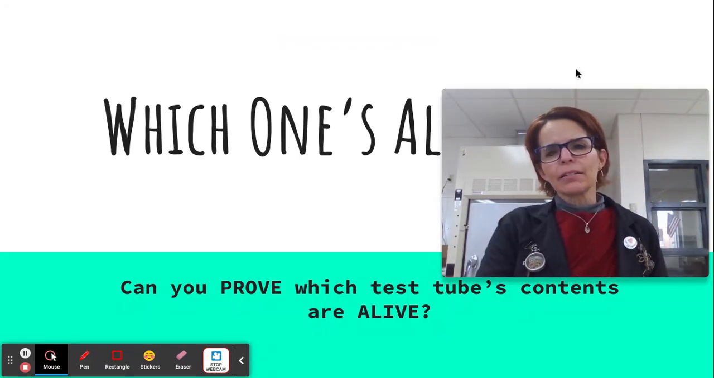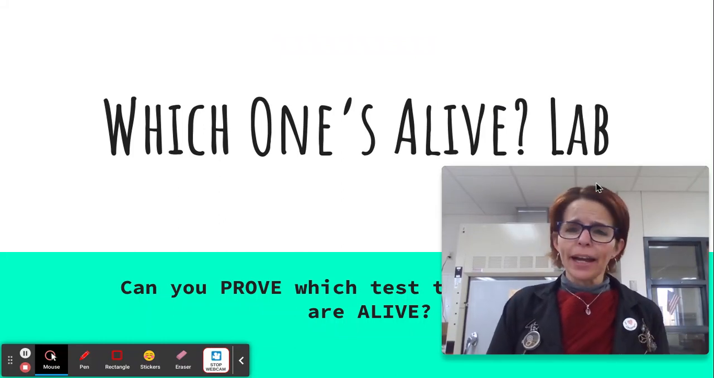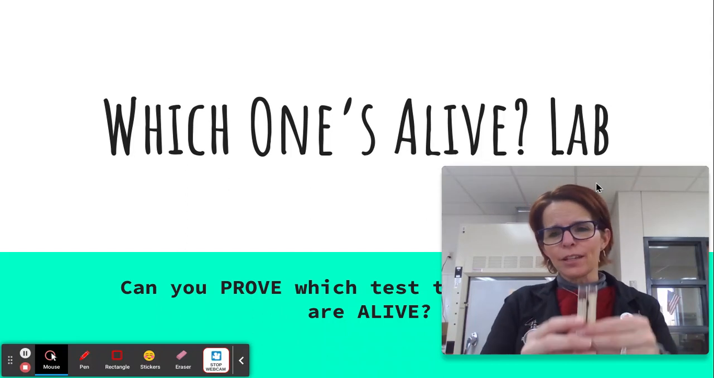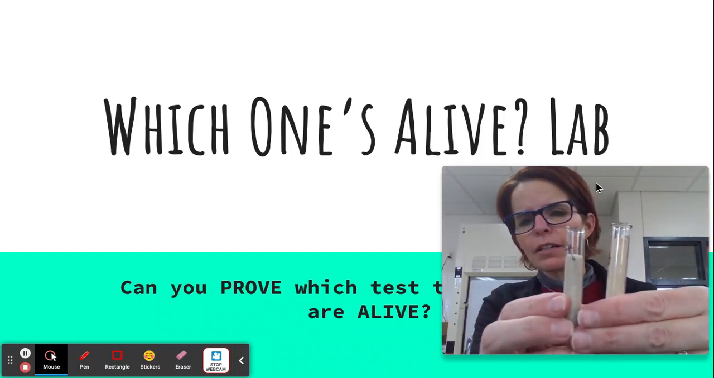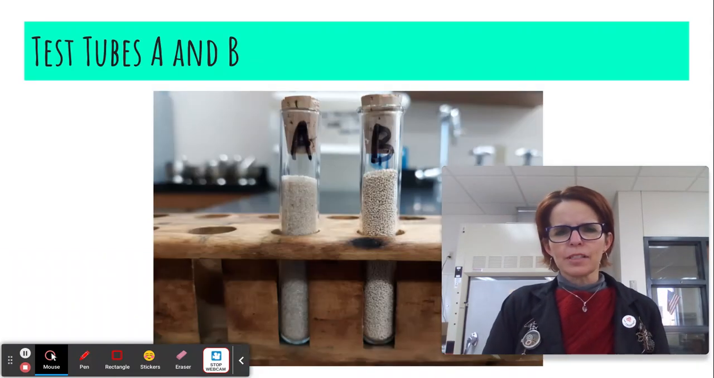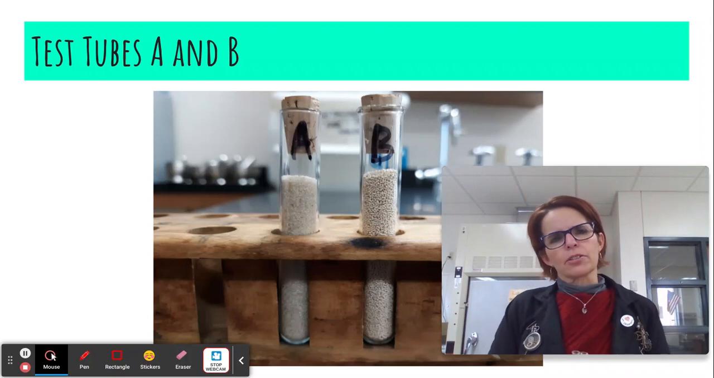This is a video about a lab that we call the Which One's Alive lab. You're watching it probably because you were absent or you're online or something like that. So, in the course of this lab, we give you two test tubes, and the test tubes are labeled A and B. I don't know if you can see that clearly. Actually, I'll switch slides there. Now you can kind of see a close-up of what's inside the two test tubes.